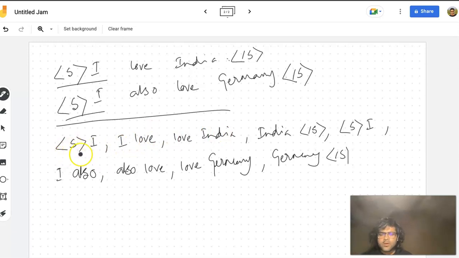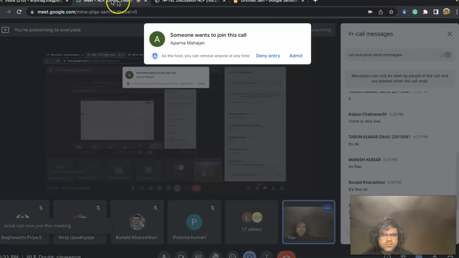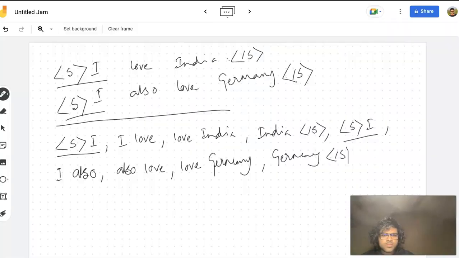But if you see this and this, these two are repeating, so there is a common one. Is there any other bigram repeating? I guess no. So how many total unique bigrams are there? The total bigrams are 1, 2, 3, 4, 5, 6, 7, 8, 9. Among the 9, one is common, so basically 8 unique bigrams.